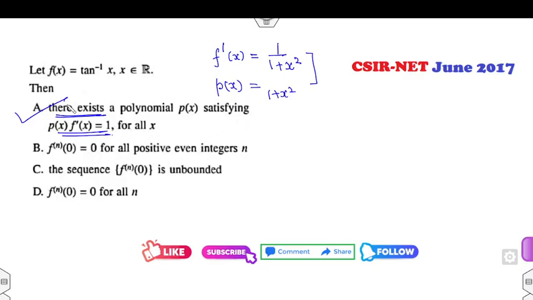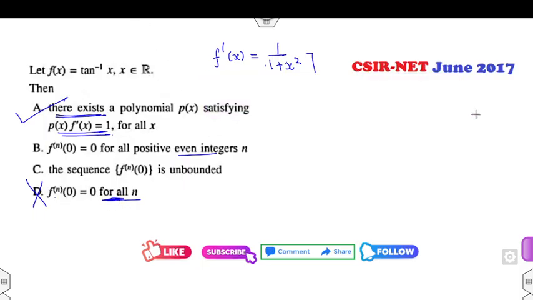Satisfied. Now, the derivative is 0 for all the even numbers. The sequence is unbounded for all n. Firstly, we can look at the first derivative. This is the first derivative. F dash of 0 is 1, which is non-zero, because he said for all.